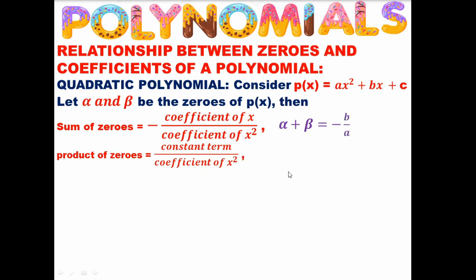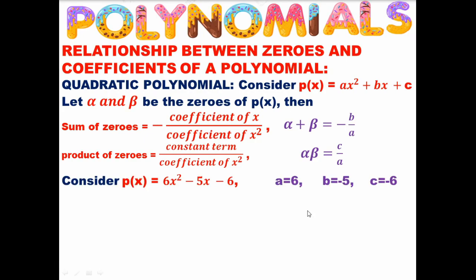Similarly, product of zeros means it's alpha into beta, and the constant term is c and the coefficient of x square is a. Therefore, alpha into beta equals c by a. So alpha plus beta equals minus b by a, and alpha beta equals c by a are the relations between the zeros and coefficients. Okay, now let's verify this relationship for a polynomial.